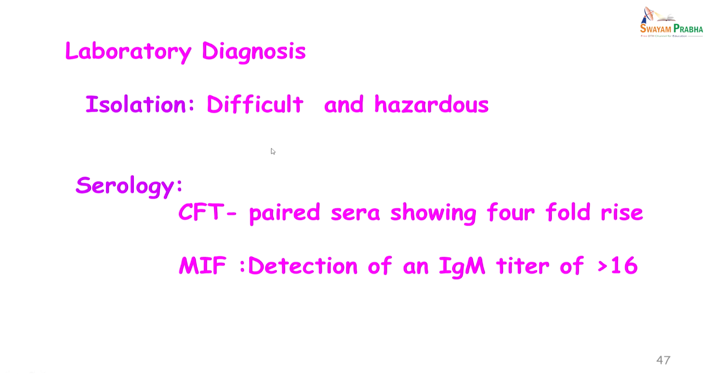Laboratory diagnosis: you can isolate the organism from respiratory secretions as well as the blood. However, the procedure is hazardous, difficult and should be done in high containment laboratories. Serology is a better way of diagnosing the disease, by demonstrating antibodies in the patient's sera, showing a 4-fold rise by complement fixation test, or by detecting an IgM titer of more than 16 by the microimmunofluorescence test.